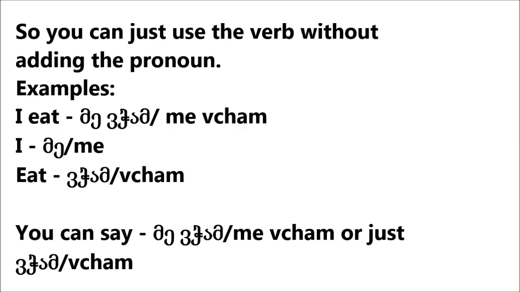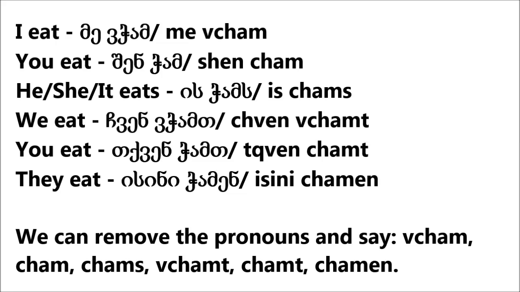Let's see some examples. I eat in Georgian will be mevcham. Me is the pronoun I, and vcham is the verb eat. So I eat is mevcham. But as we already said, in Georgian we can remove the pronoun me and just say vcham. You eat is shen cham, or just cham. He, she, it eats is chams. We eat, chwen vchamt, or vchamt. You eat, tquen chamt, or chamt. They eat, isini chamen, or chamen.